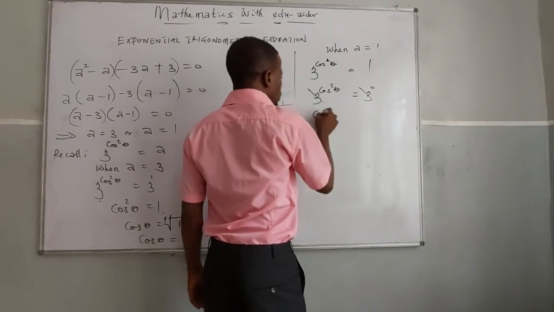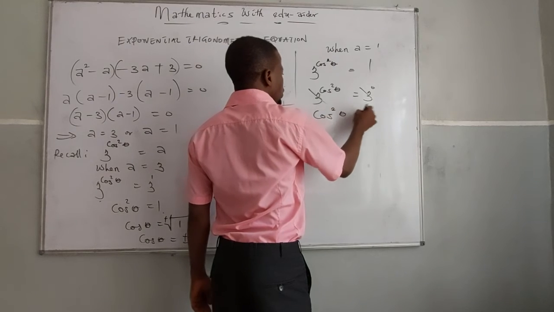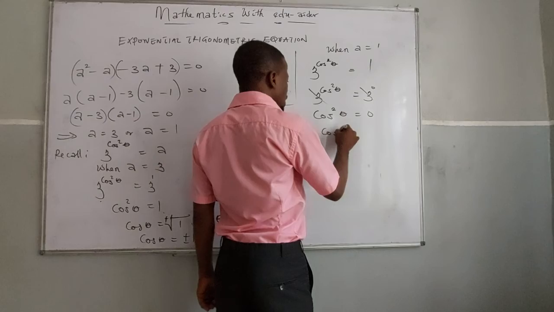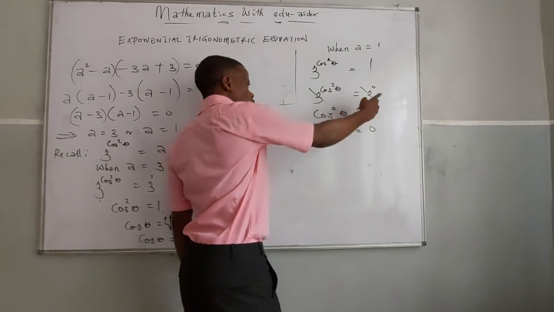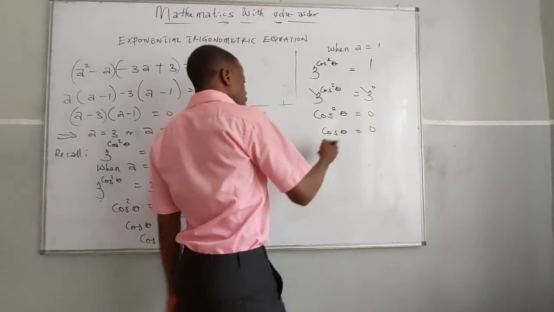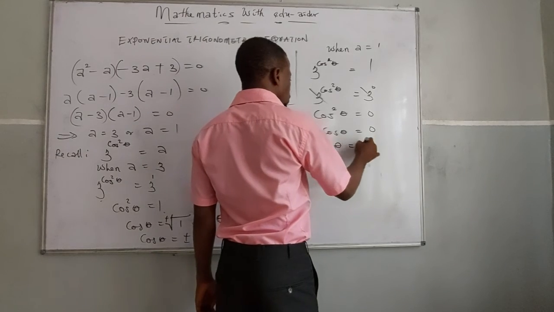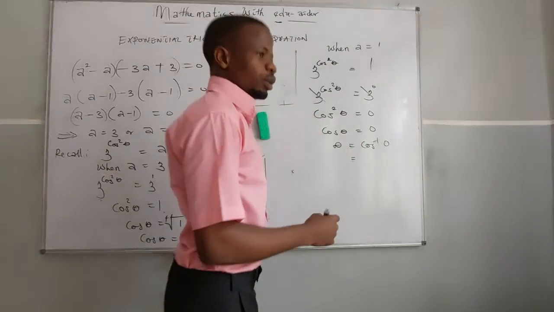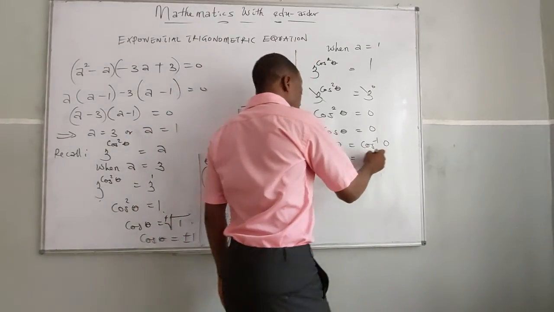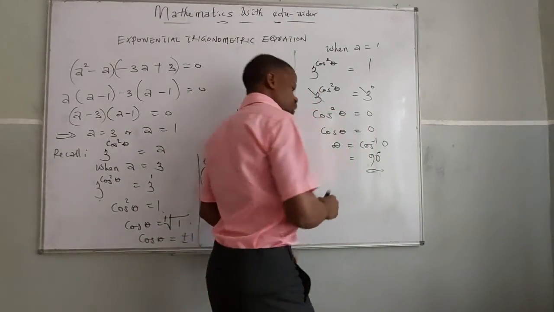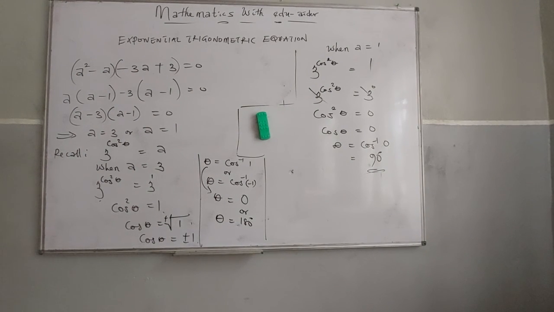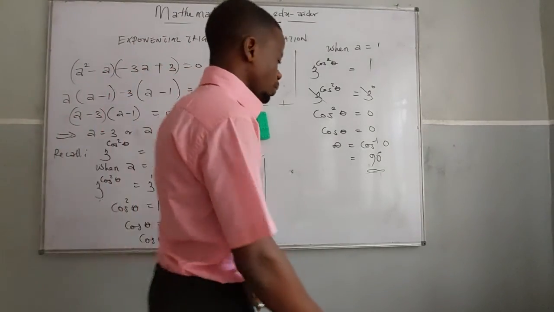This means cos squared theta is equal to 0, right? So cos theta should be equal to 0. The square root of 0 is still 0. That means theta should be equal to cos inverse of 0, and that would be 90 degrees. Cos 90 should be 0. So we have that. Perfect. We are good to go.